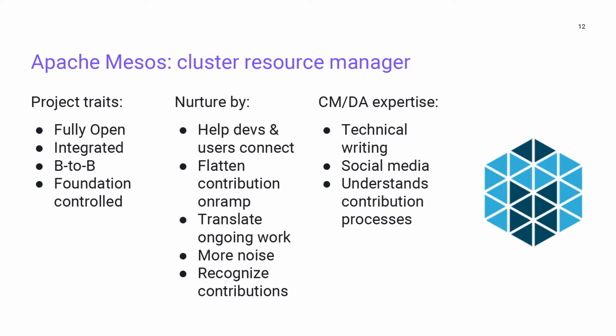So the way that you nurture Mesos is basically by finding ways for people to get involved, by flattening the on-ramp to contribution, and by helping the community make more noise. So one thing you can do is identify places where there are easy wins and help people get involved there. You can look at the current contribution roadmap and see places where it's a little bit frictionful, where it's hard to contribute, and you can take the unnecessary barriers out.